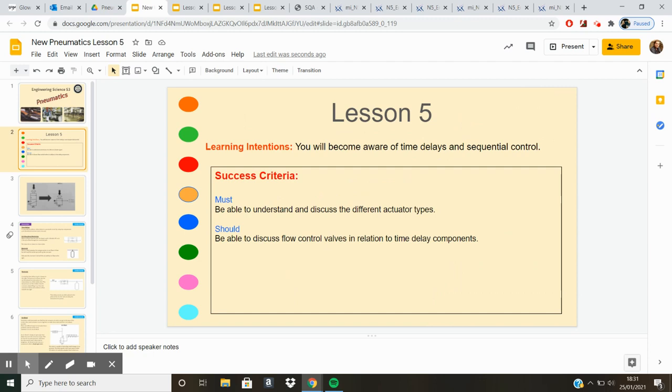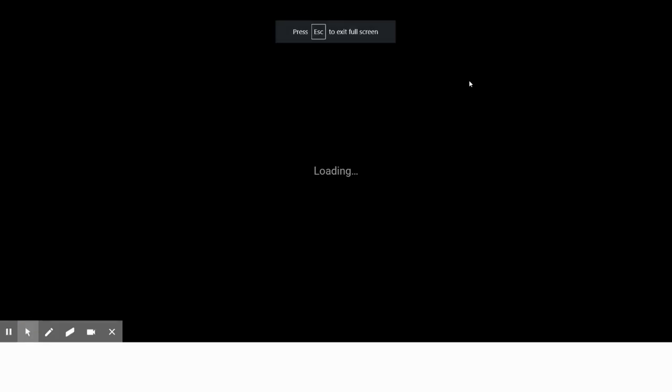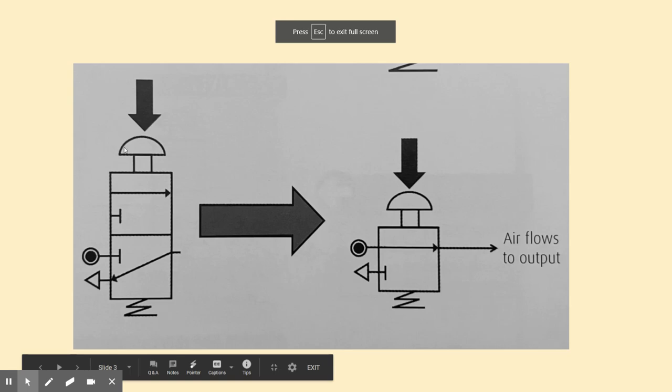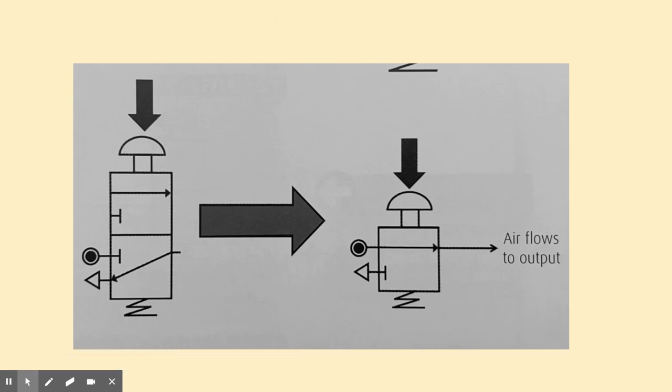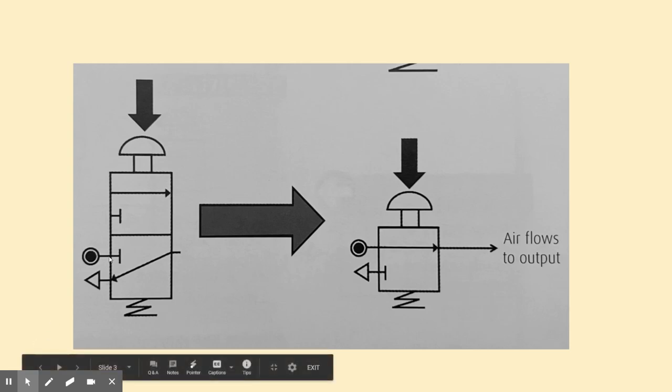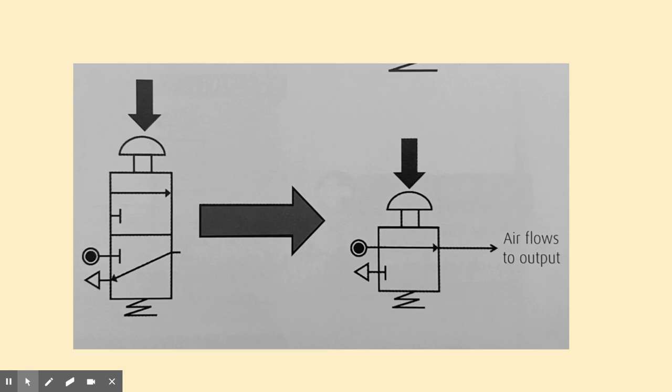You can read through the success criteria and everything yourself. Basically, we're just looking at things called time delays in circuits and different actuator types. But before that, I want to show you this. I thought this was quite interesting. I found this image. If you're thinking about actuators and 3-2 valves, obviously you have the different states in the valves, the exhausts, the airflow, the pilot air, etc.